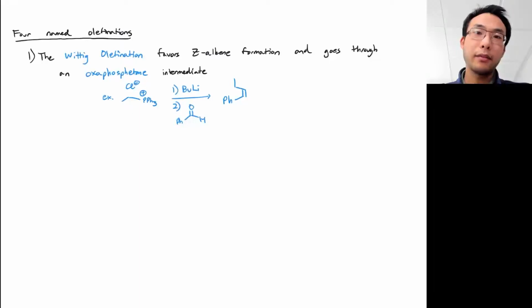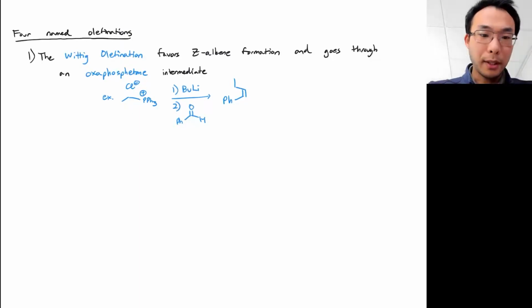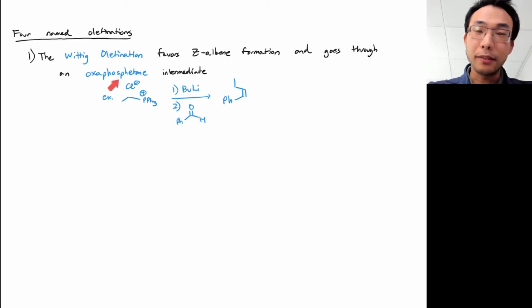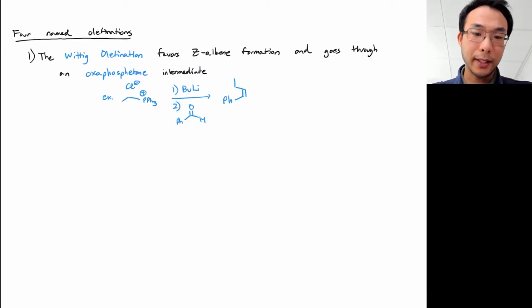So now let's look at 4 of these olefination reactions. So the first one we'll talk about is the Wittig olefination, often called the Wittig reaction. And in this reaction, we're going to olefinate a carbonyl, and in general, when there is the possibility of forming different stereoisomers as a product, the Z alkene is favored during the Wittig reaction. The other characteristic of a Wittig reaction is that it goes through what's called an oxaphosphatane intermediate, which we'll see in a second.